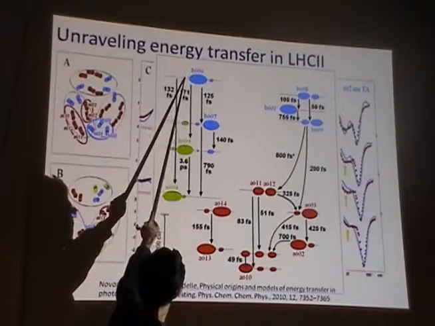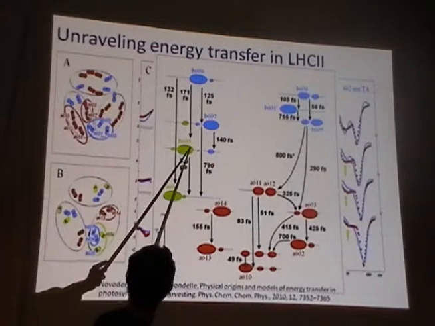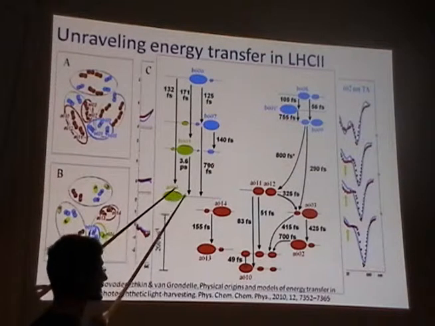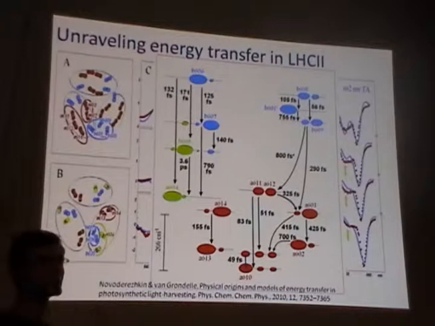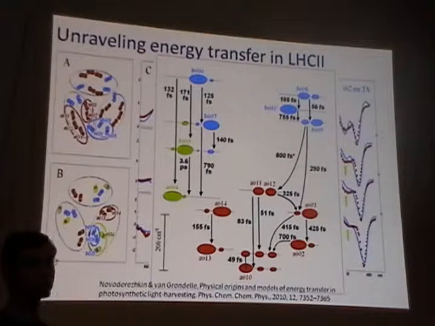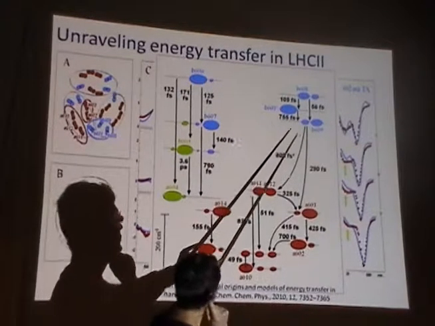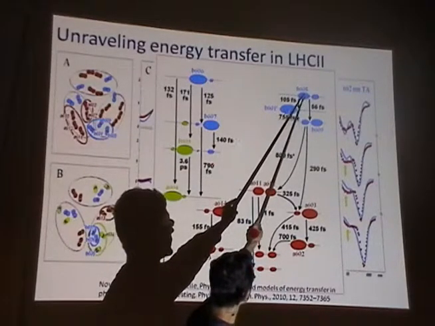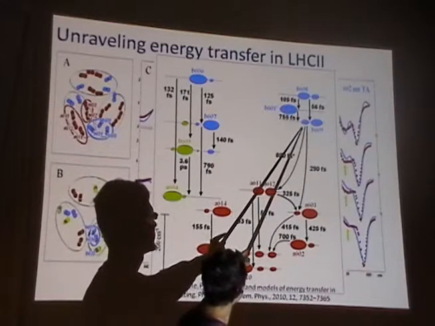The size of the circles corresponds to the probability amplitude of having the excitation on that specific pigment. So first, the exciton is shared amongst the three chlorophyll Bs, and then on a slower time scale, it's equilibrated on chlorophyll 604. This has a lower exciton state, so you would expect that it will have most of the oscillator strength, so most of the excitation will end up there.